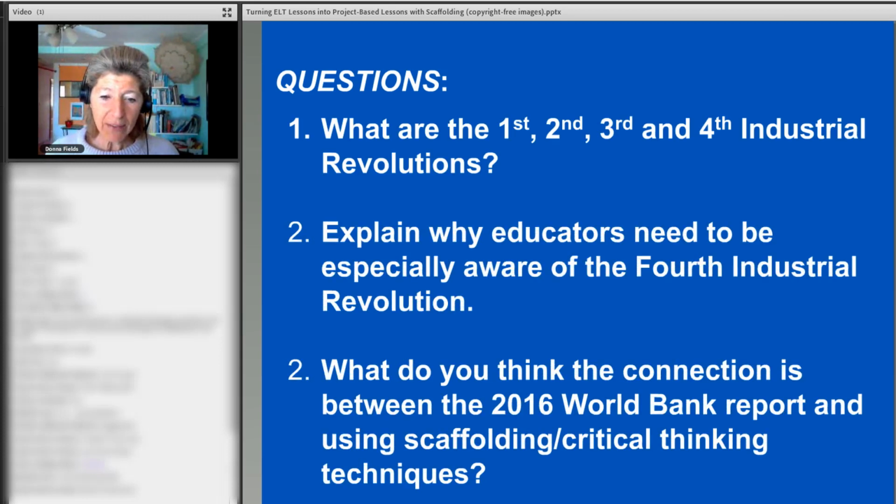One part of scaffolding was the inquiry question. This is another way of scaffolding academic language and content.